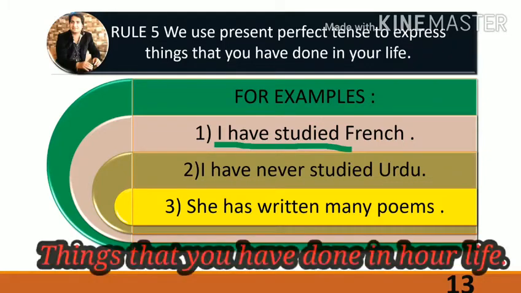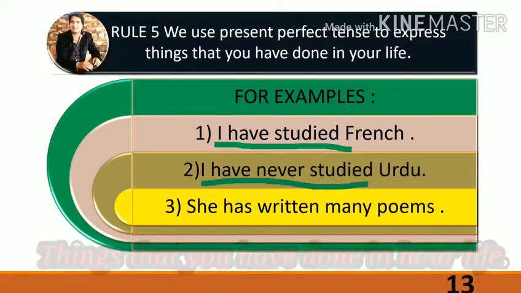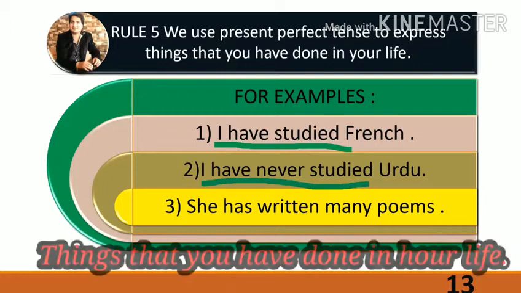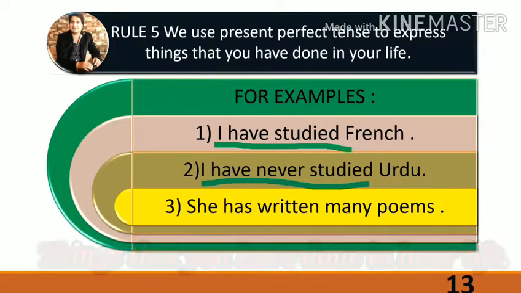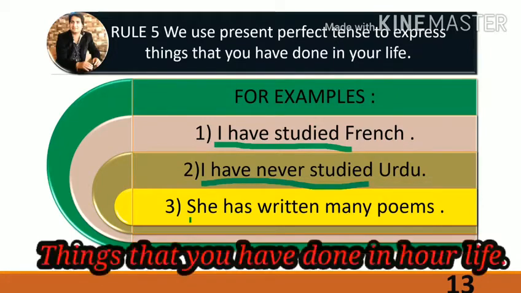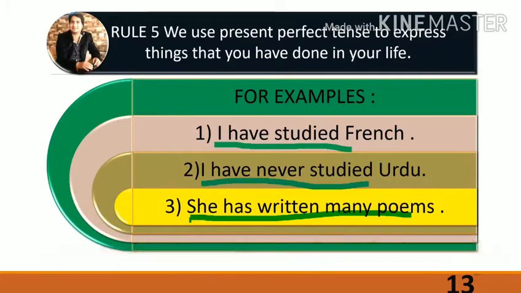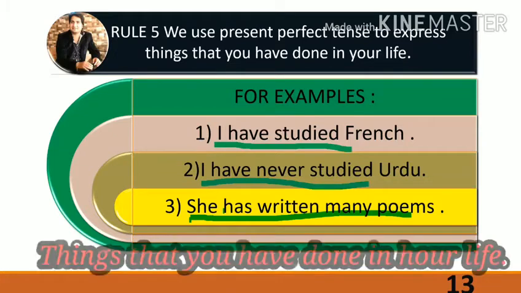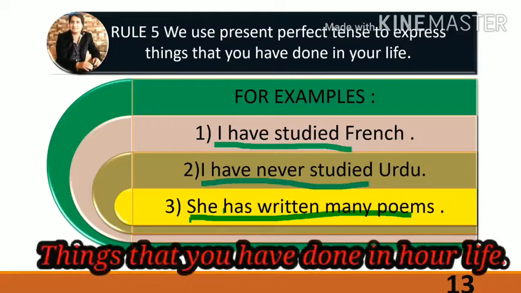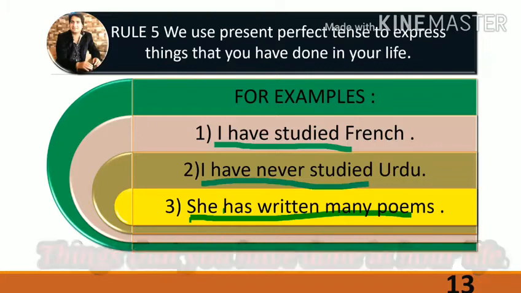In the second example, "I have never studied Urdu." It means you didn't do this in your life. You have not studied Urdu. Here "I" is the subject, "have" is a helping verb, "never" is a negation sign, and "studied" is V3. In the third example, "She has written many poems." Here "she" is the subject, "has" is a helping verb, "written" is V3, and "many poems" is the object. You can simply understand from this sentence that she did many things in life by creating many poems.